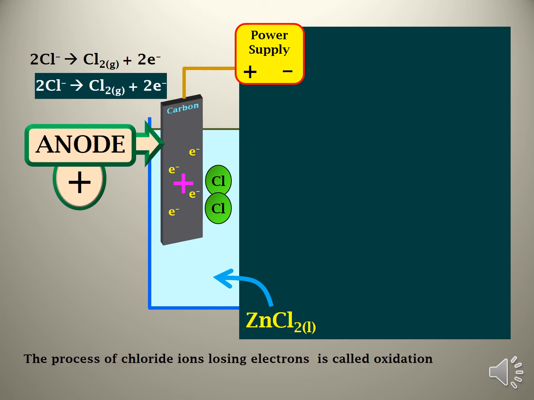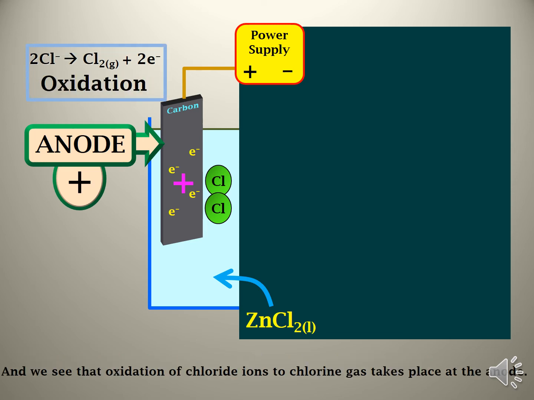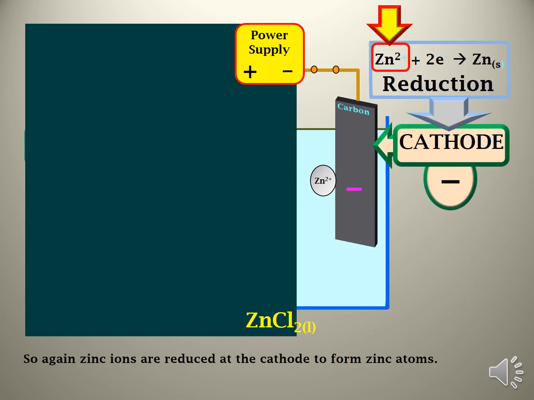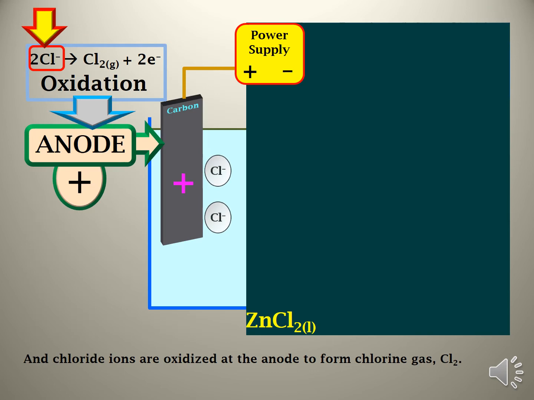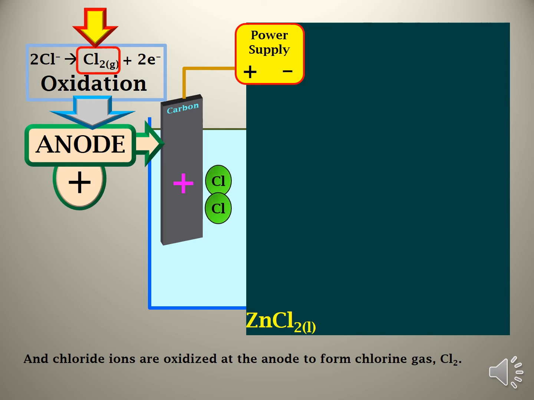The process of chloride ions losing electrons is called the oxidation process. And we see that oxidation of chloride ions to chlorine gas takes place at the anode. So again, zinc ions are reduced at the cathode to form zinc, and chloride ions oxidize at the anode to form chlorine gas.